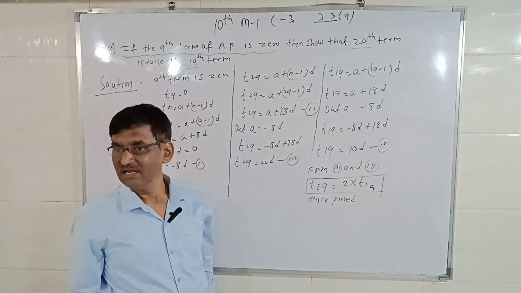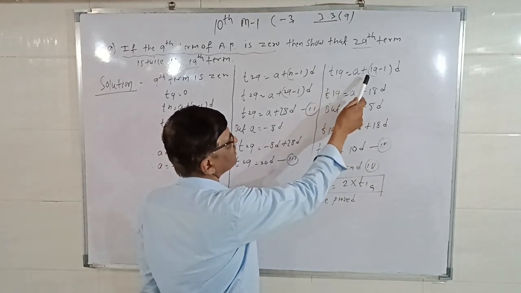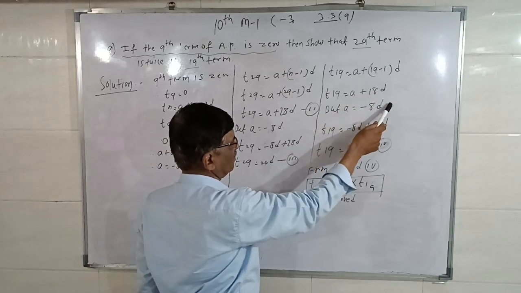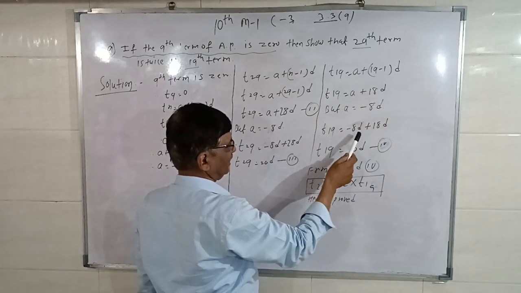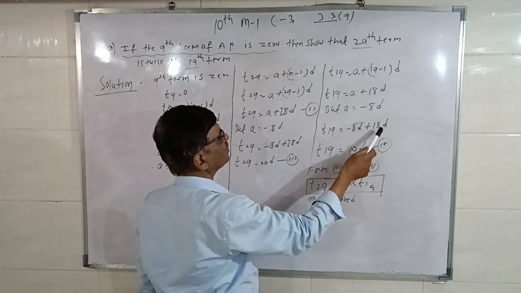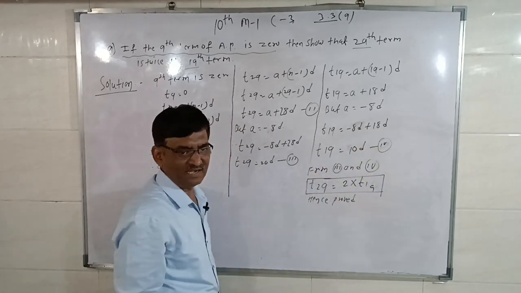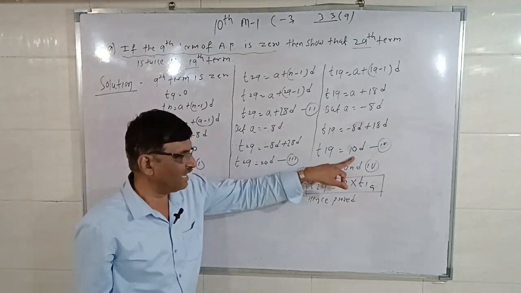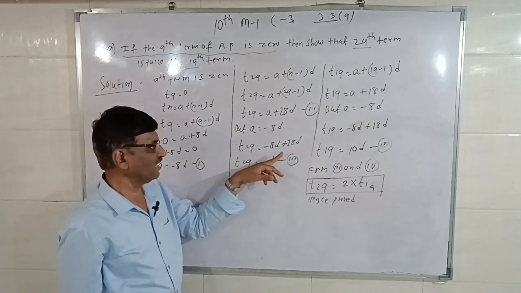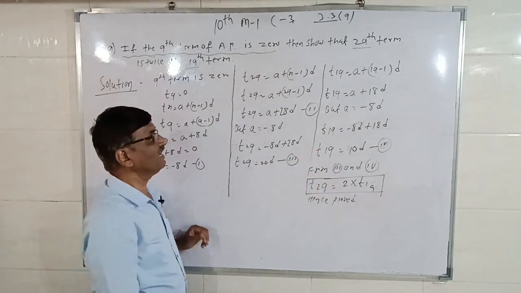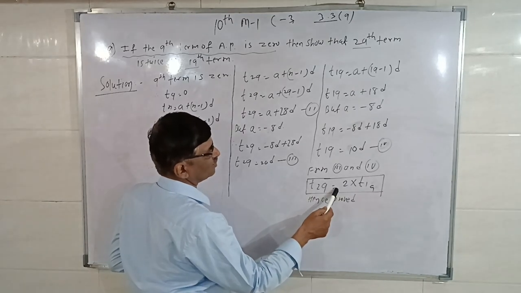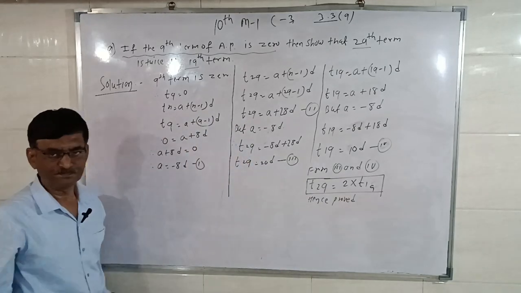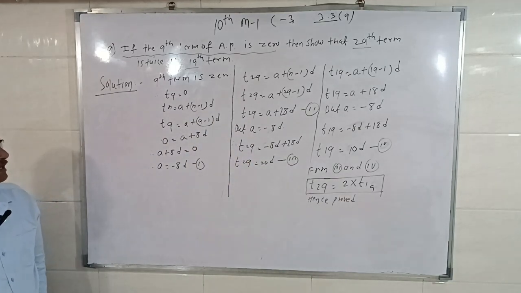Again, you want to find T19. T19 is equal to a plus (19 minus 1) d, which is a plus 18d. But a is equal to minus 8d, so T19 is minus 8d plus 18d, which is 10d. From 3 and 4, this is 20d and this is 10d. Therefore T29 is twice T19. Therefore T29 is equal to 2 into T19, which is true.